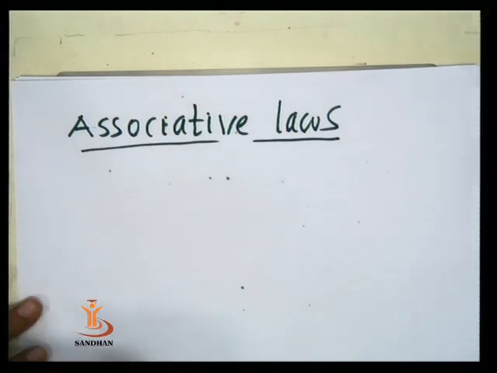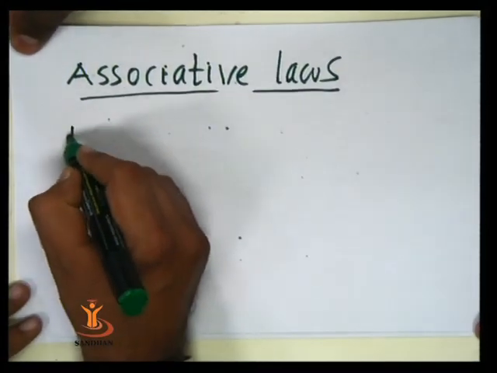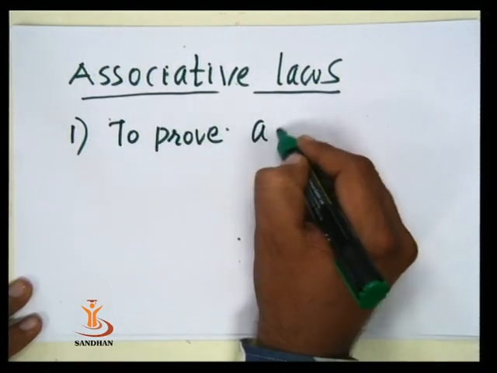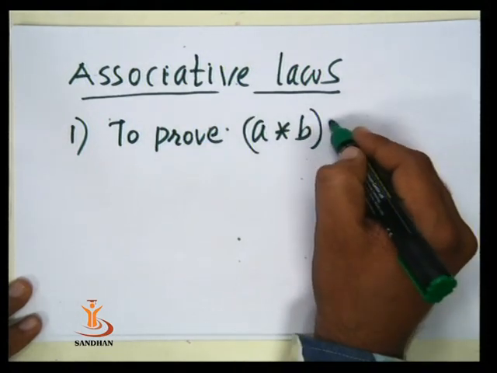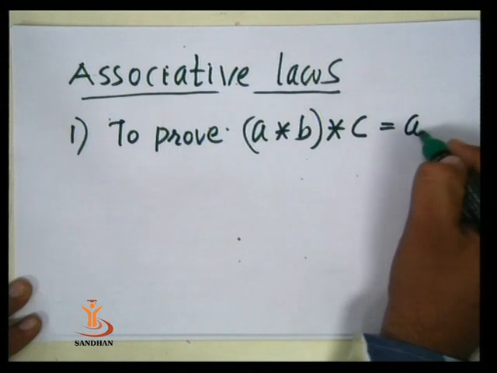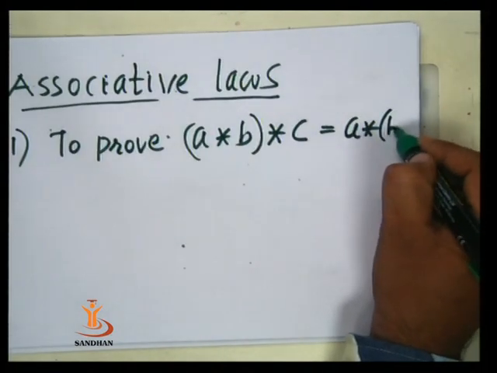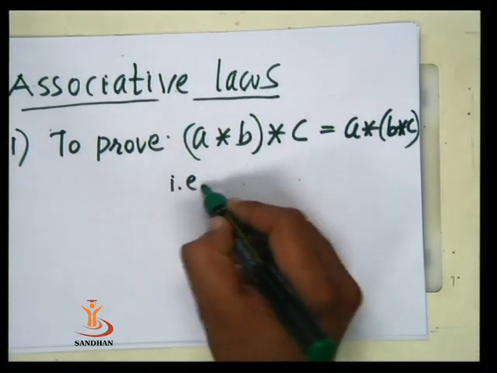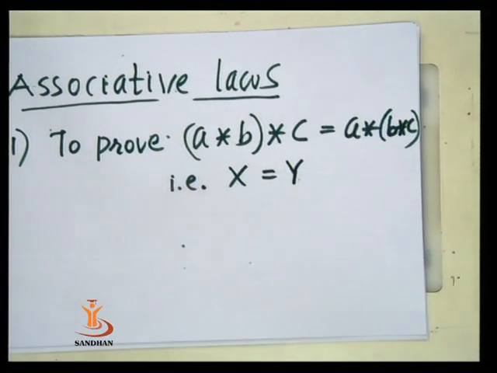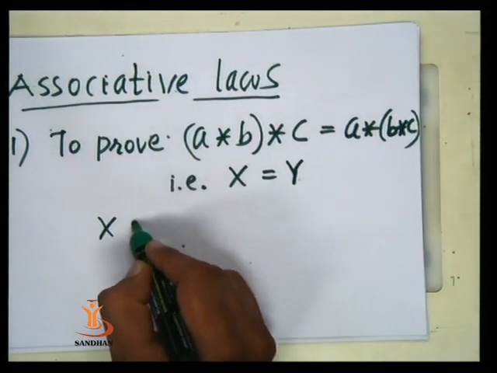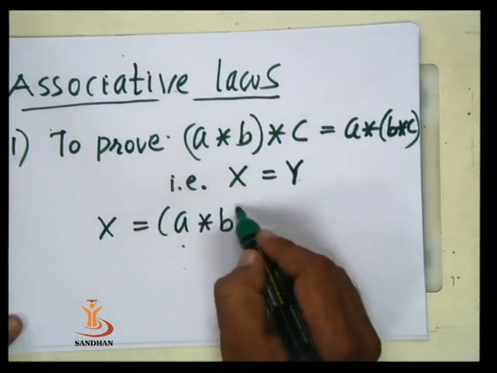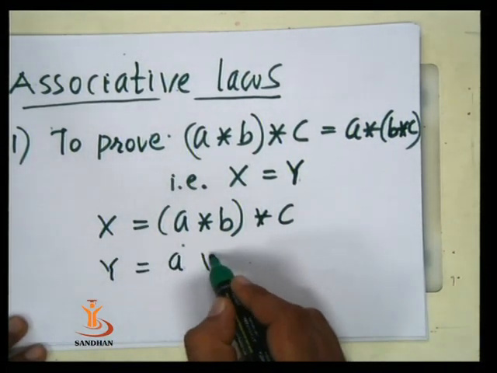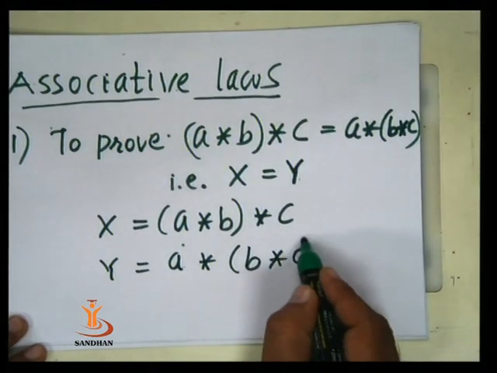We are going to prove one law. The first one is to prove: the association of A with B together and C alone, that is, A star B star C equals A star into the bracket B star C. We consider the association of B with C. First of all, we call the left hand side X and the right hand side Y. So X is A star B star C, and Y is A star into the bracket B star C.